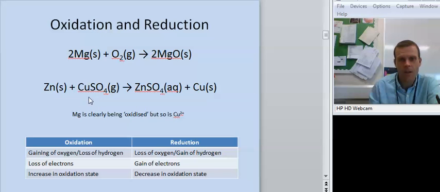Right, this is a redox reaction. It's an oxidation and a reduction taking place, and we can expand our definition beyond gain of oxygen, loss of hydrogen, or loss of oxygen, gain of hydrogen, to oxidation being loss of electrons and also an increase in oxidation state. Right, so these are the things to look for in an oxidation, and the opposite would be our reduction.